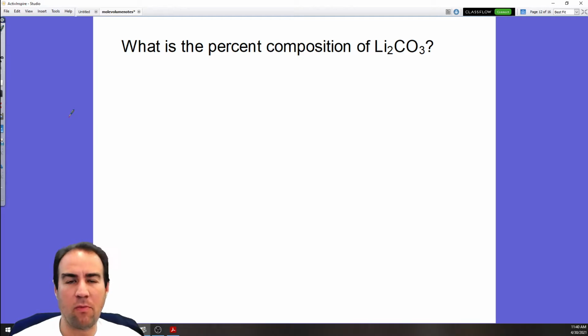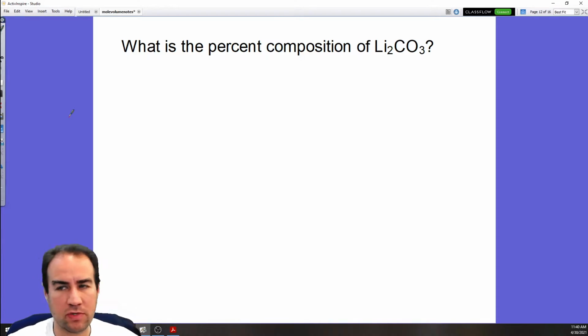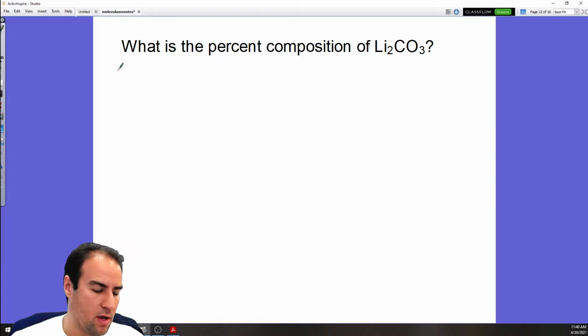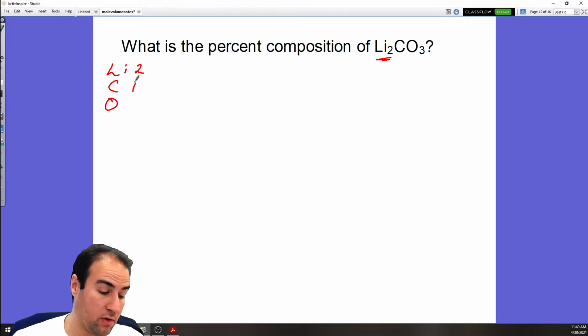First, we need to calculate the molar mass of the compound in order to calculate the percent composition of each of those elements. We make a list. We've got lithium, carbon, and oxygen. We need to take into account how many atoms we have of each. Lithium, there are 2. Carbon, there is 1, and oxygen, there is 3. Then we multiply it by its respective molar mass.